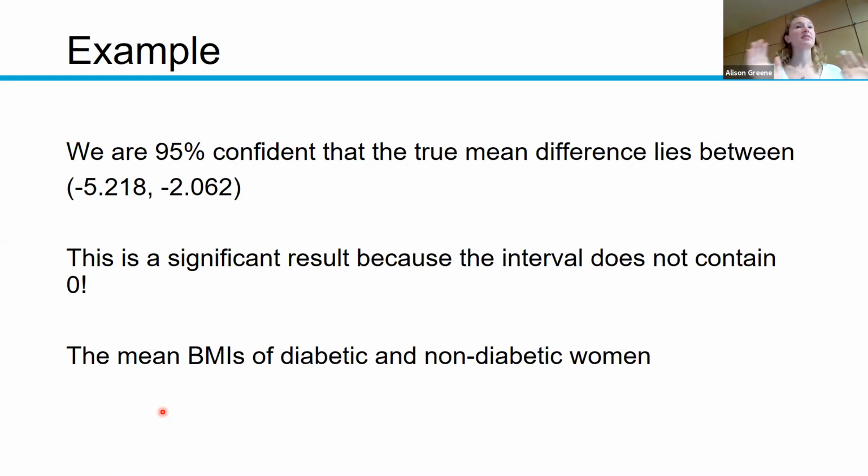Now, if you were to do a hypothesis test with this same data, comparing mean 1 versus mean 2, you would get a significant result. And the reason that we know that is because this confidence interval doesn't contain 0. So the fact that this confidence interval doesn't have 0 in it means that we don't think there's a significant probability of the difference between these two things equaling 0. Therefore, we think there's a significant difference between them. The mean BMIs of diabetic and non-diabetic women are significantly different in this study.